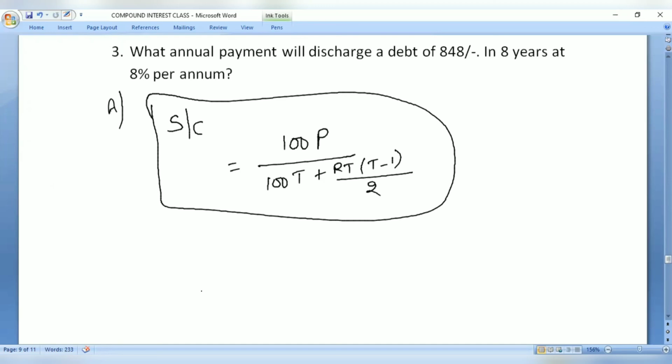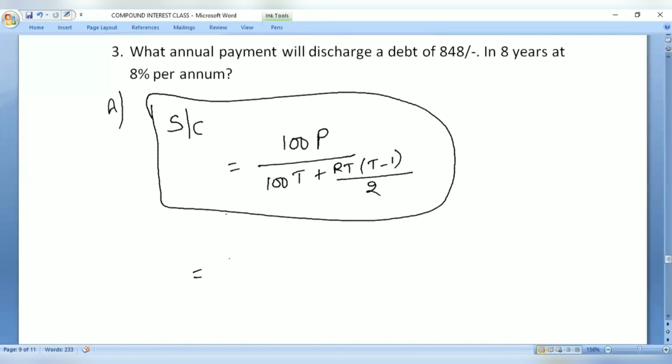Now, see the question. What annual payment will discharge a debt of 848 rupees in 8 years at 8%? Now, we do not know what the annual payment is. They are asking, if you pay a certain amount of money, the debt of 848 rupees will be cleared in 8 years if the rate of interest is 8% per annum. So in this case, the compounding is done annually.